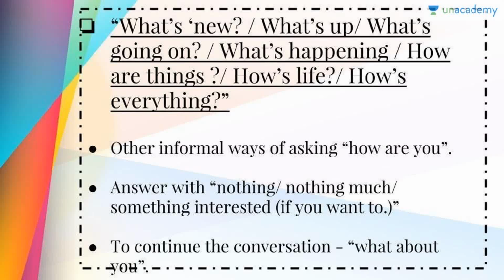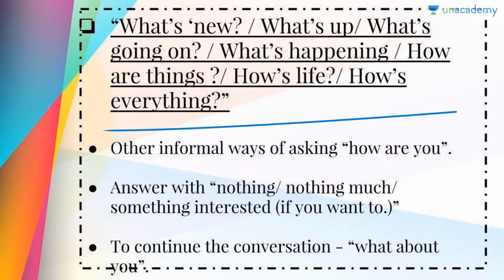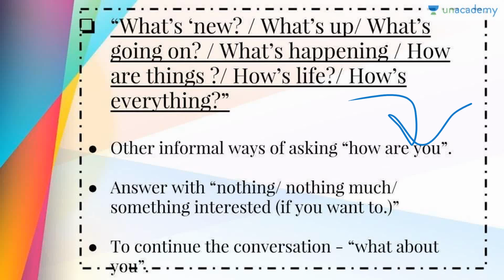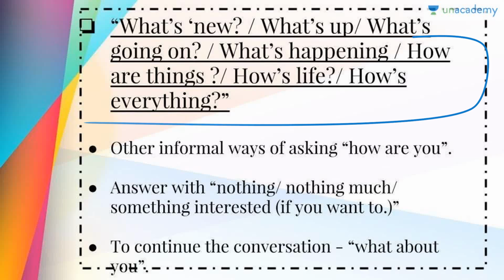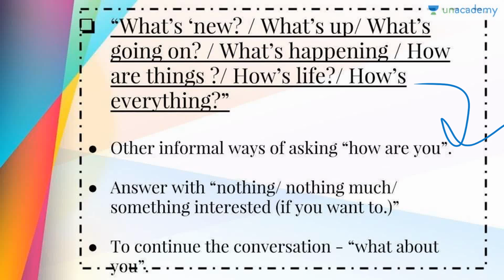Okay, the next one, these are the old ones only. So to extend them, there are more substitutes to how are you. So they are how are things, how is life, how is everything. These are again the substitutes for how are you. So you can also say these things.